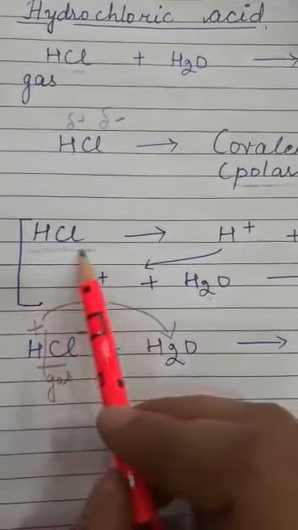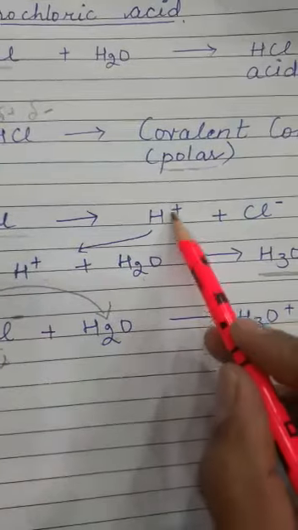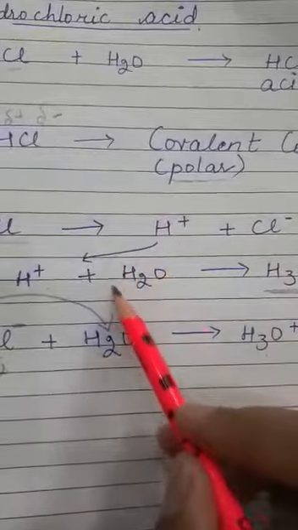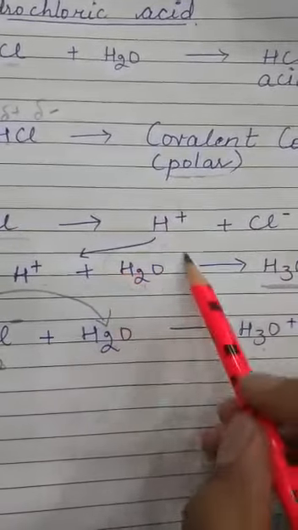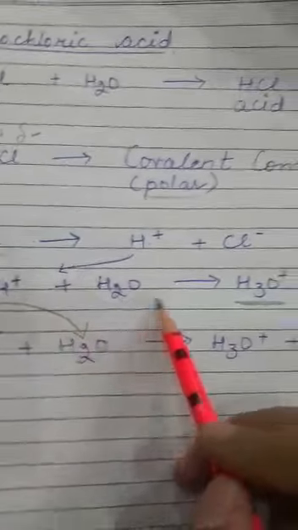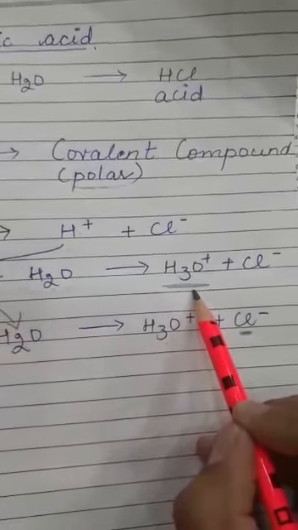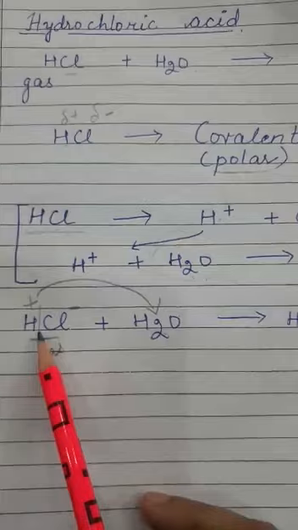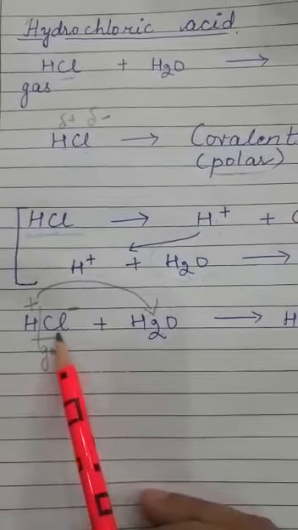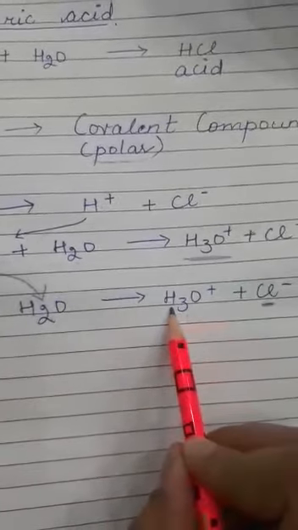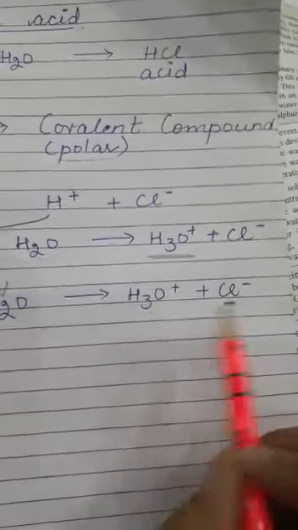HCl, hydrogen chloride, ionizes and gives H positive and Cl negative only in the presence of water. This H positive combines with the water molecule and gives hydronium ion. By combining these two equations, we can summarize that HCl, hydrogen chloride gas, when dissolved in water, gives hydronium ion and chloride ion.